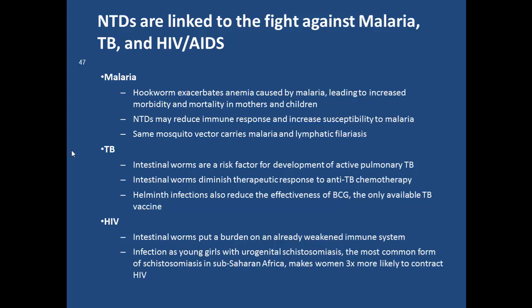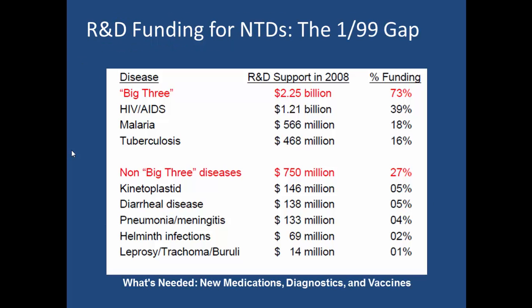TB, the links are not as strong. There's some anecdotal evidence that demonstrates that the intestinal worms put people more at risk of developing active TB, and that it can reduce the effectiveness of the vaccine against TB. Those particular studies are, I wouldn't say very strong, but they do start to demonstrate the possibilities of the links between them. Another major issue with NTDs is the funding for research.